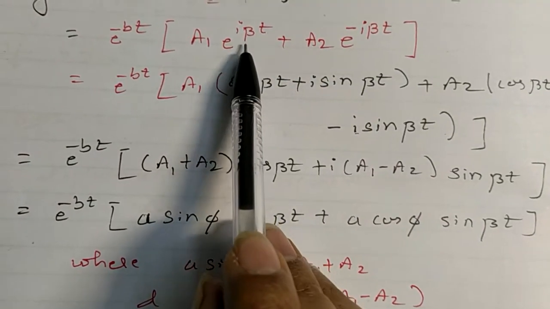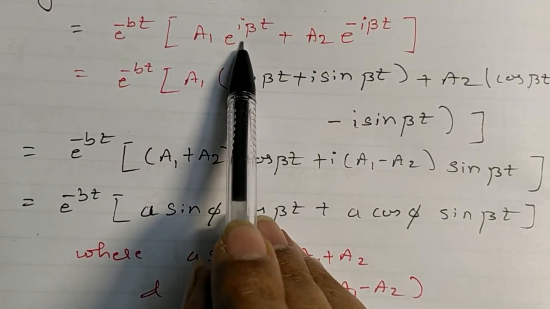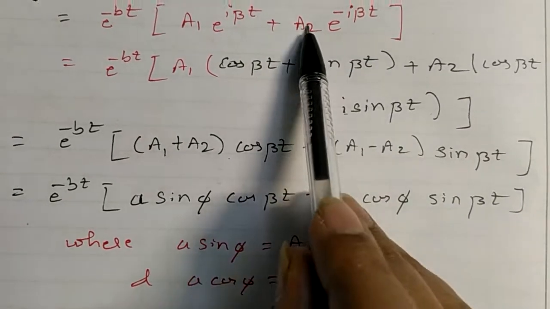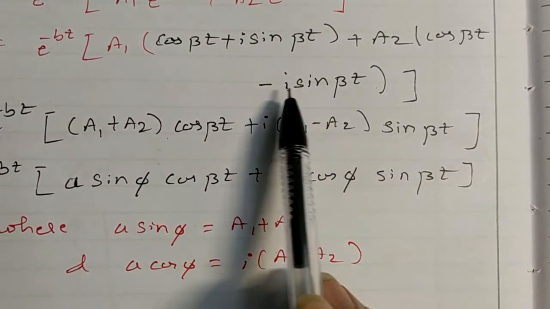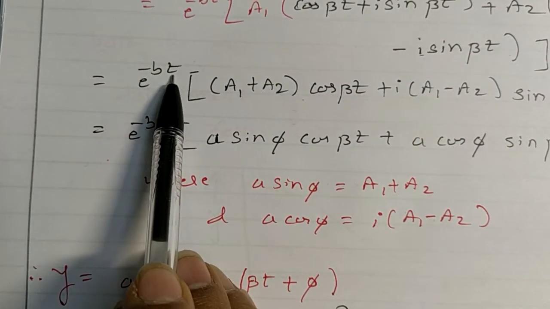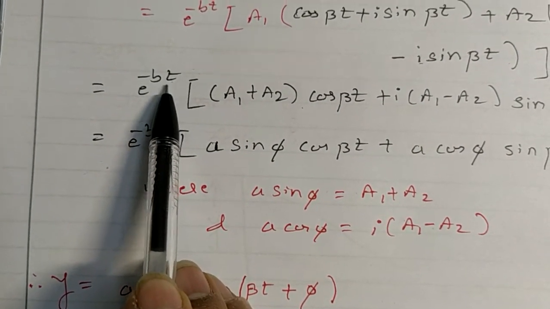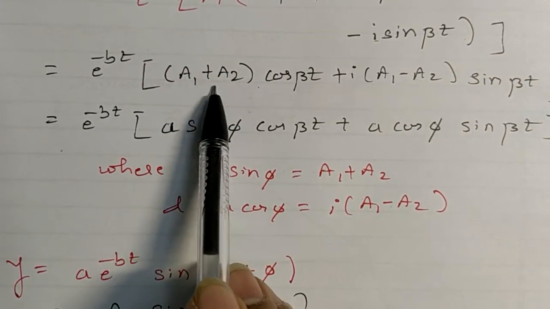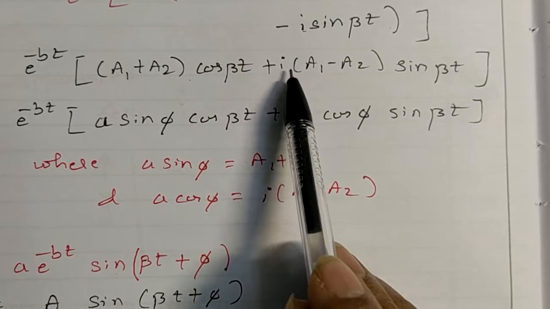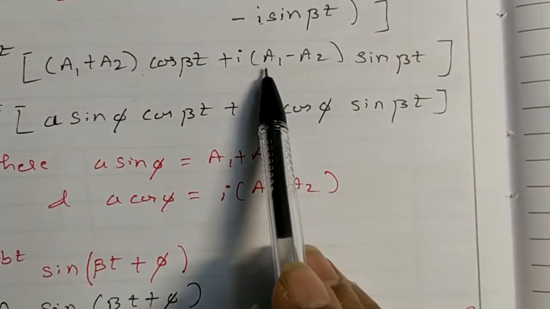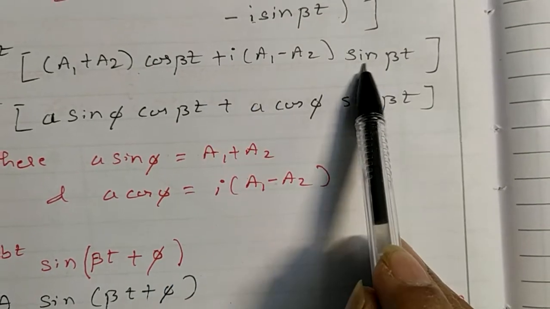Okay. So expanding using that formula, this has to be expanded now. So a1 (cos beta t plus i sin beta t) plus a2 (cos beta t minus i sin beta t) there. Okay. Rearrange the equation. e to the power of minus bt as usual outside there. So cos beta t is common there. That means (a1 plus a2) cos beta t. So i outside, (a1 minus a2), sin beta t there.